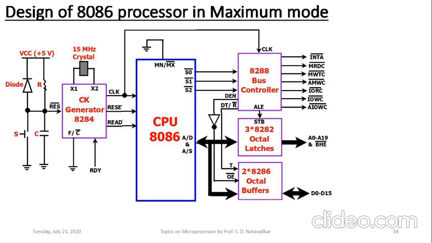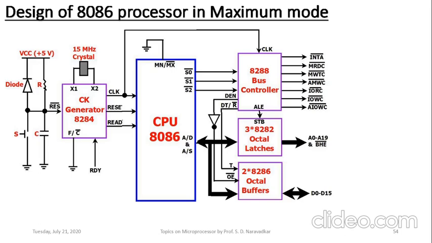Then for these 2 sets of 8286 octal buffer, octal transceivers, that DT/R bar signal from the bus controller is connected to transmit pin, and the DEN signal of that controller will be inverted by using one inverter, so as to make it DEN bar, active low signal, and then this active low signal is connected to OE bar of that octal buffer. And as usual, the input for that octal buffer will be 16 bits of data bus. So at the output we are getting that buffered data bus, D0 to D15.